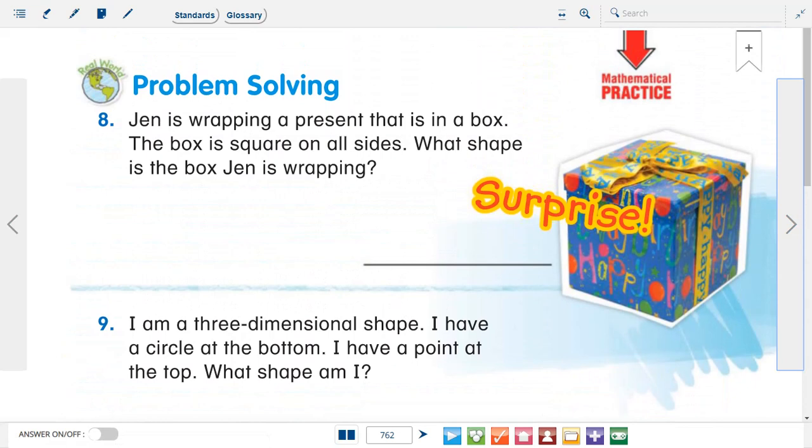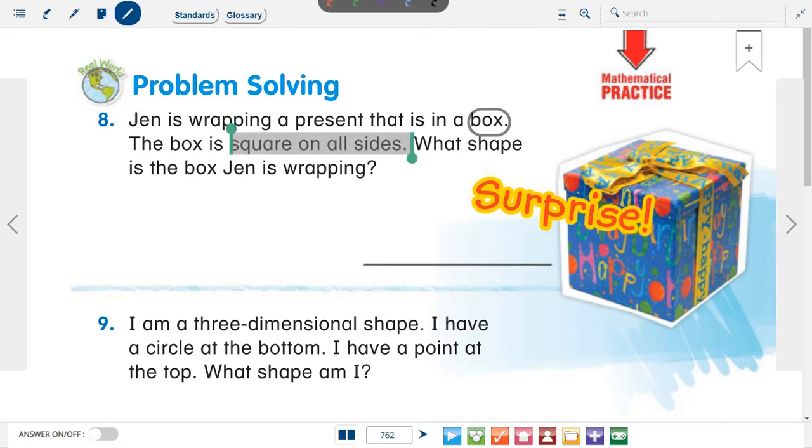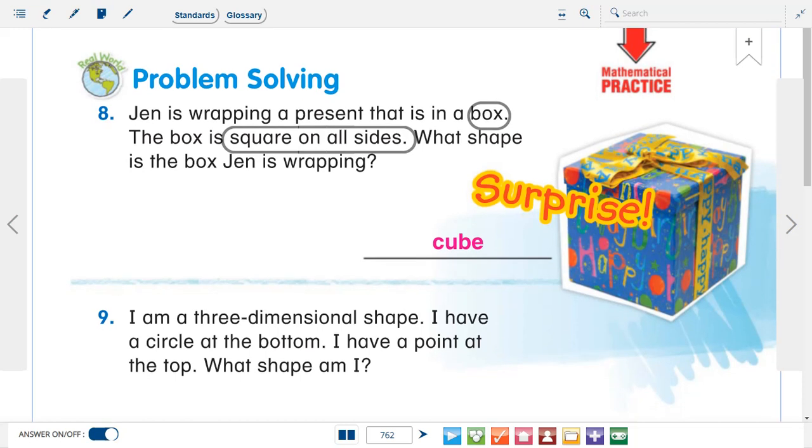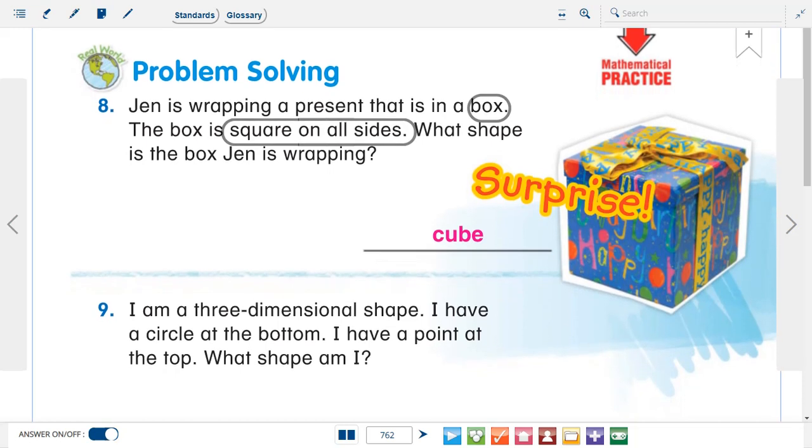Let's read number 10. Jen is wrapping a present that is in a box. Let us circle a box because it is important to know that it is in a box. What is the shape of the box? Square in all sides. So as you see here, square, square, square. We know that it is a box and all the sides are squares, so it is an equal shape. It is a cube. Excellent.